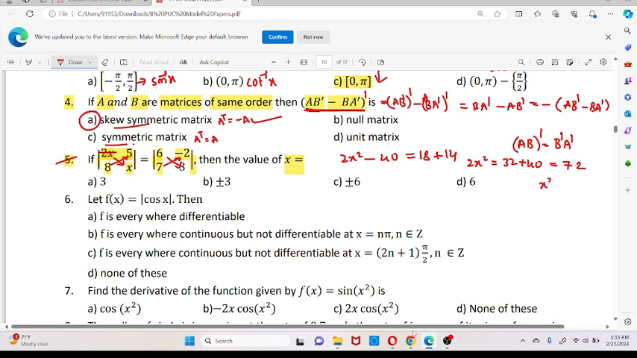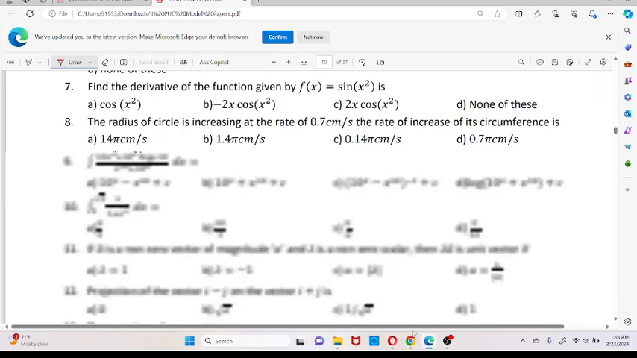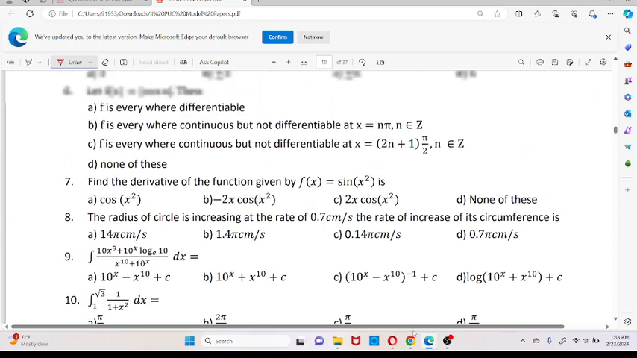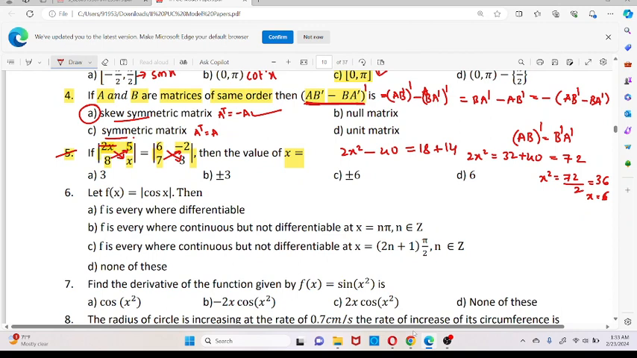2x square is equal to 72, then x square equals 72 by 2, that is 36. See, x square equal to 36, then x equal to plus or minus 6, right? So that is equal to plus or minus 6, so I will go with the option C.